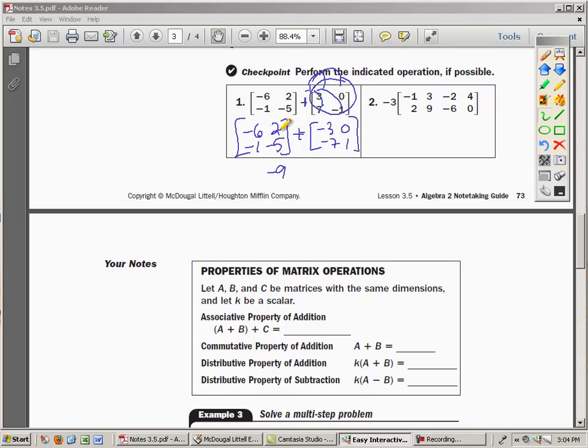2 plus 0 is 2. -1 plus -7 is -8. And -5 plus 1 is -4. Whichever method you like better there, I say go for it.